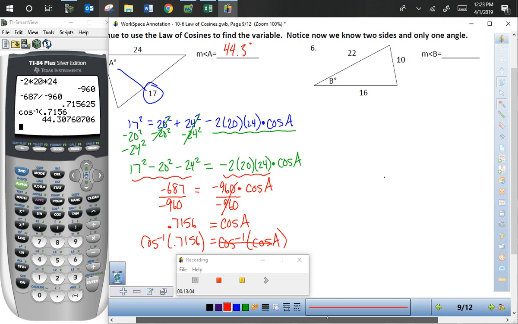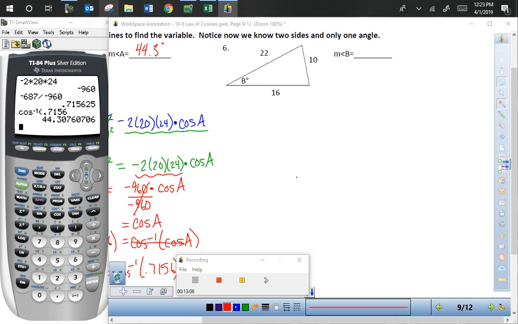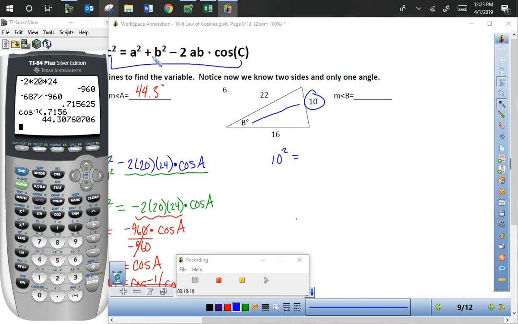Okay. These ones take a little bit more work, so we're going to practice some more here. Starting out with the side, looks like 10 squared equals. Then we're putting our other side squared, remember. So that looks like 16 squared plus 22 squared minus 2 times those other sides again, so 16 and 22 go in there again, times cosine of the angle. Our angle is B.